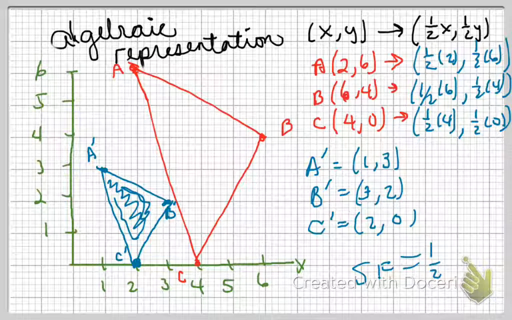Now, we are later going to talk about what happens if you add or subtract to the x and y in the algebraic representation, which makes the shape translate.